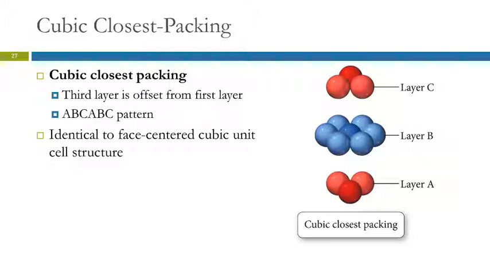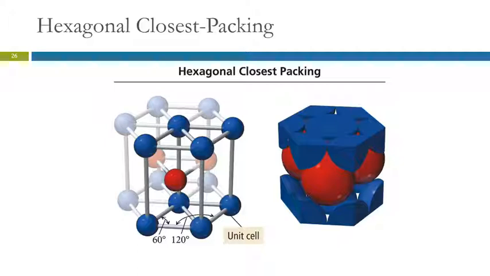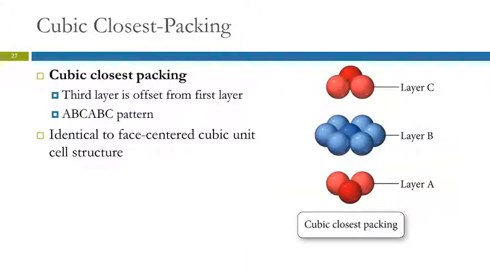There's also a cubic closest packed. So here's layer A. Here's layer A. There's layer B. And then the third layer, instead of this darker ball here being in front so that it lines up with this one, the third layer is offset as well. So we have an ABC pattern. And this gives us the same unit cell as the face-centered cubic. So this one was hexagonal closest packed, and this one is actually a cubic. It's a face-centered cubic unit cell.